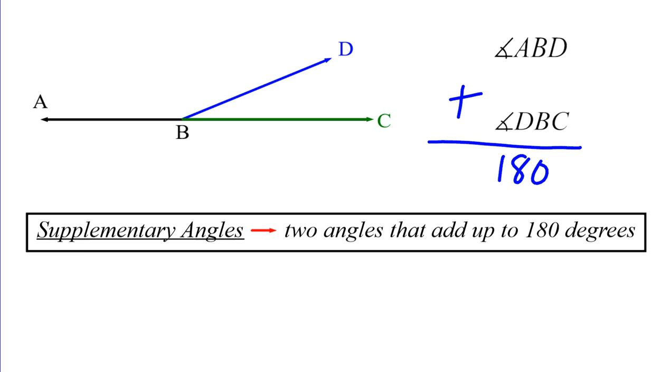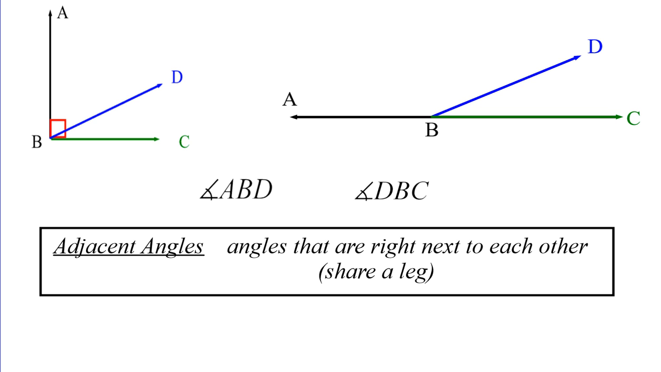There is one more definition that I would like to put out to you, and that is that of adjacent angles. Adjacent angles are angles that are right next to each other. In other words, they share a leg. So you can see in both drawings, the angles ABD and DBC are sharing the leg BD. So we can say that these angles ABD and DBC are both adjacent to each other. The word adjacent means next to.